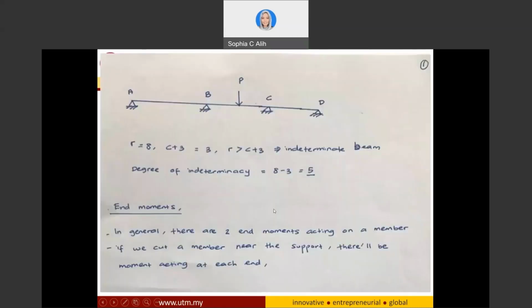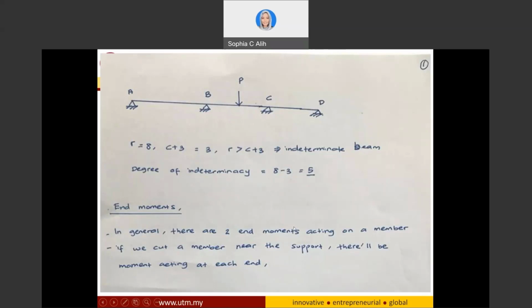Now, if you look into this continuous beam, I have a continuous beam with three spans: one span AB, another span BC, and the third one CD. We have a pin support at all points A, B, C, and D. And I have also one point load over here in between span B and C.